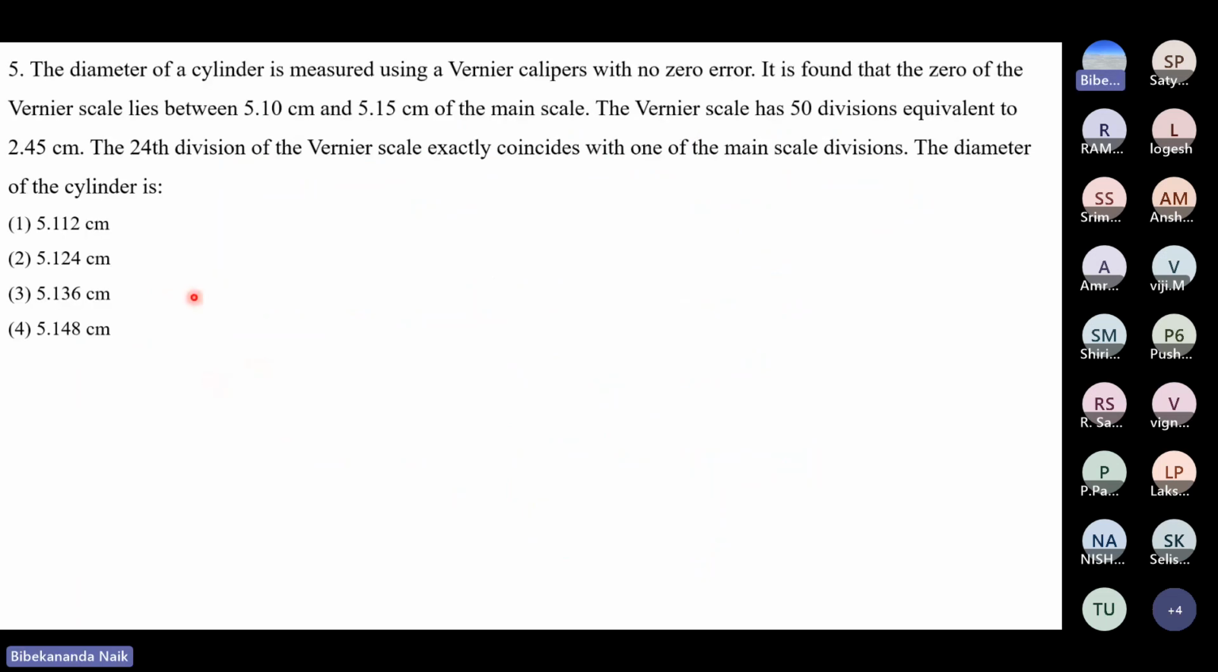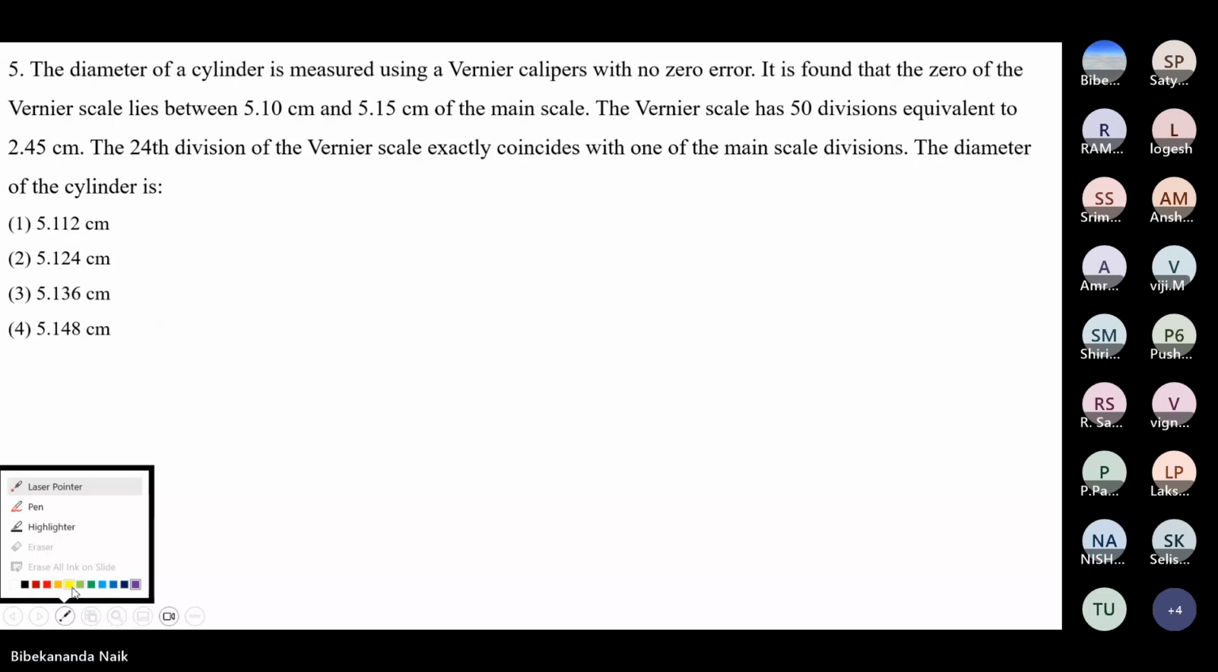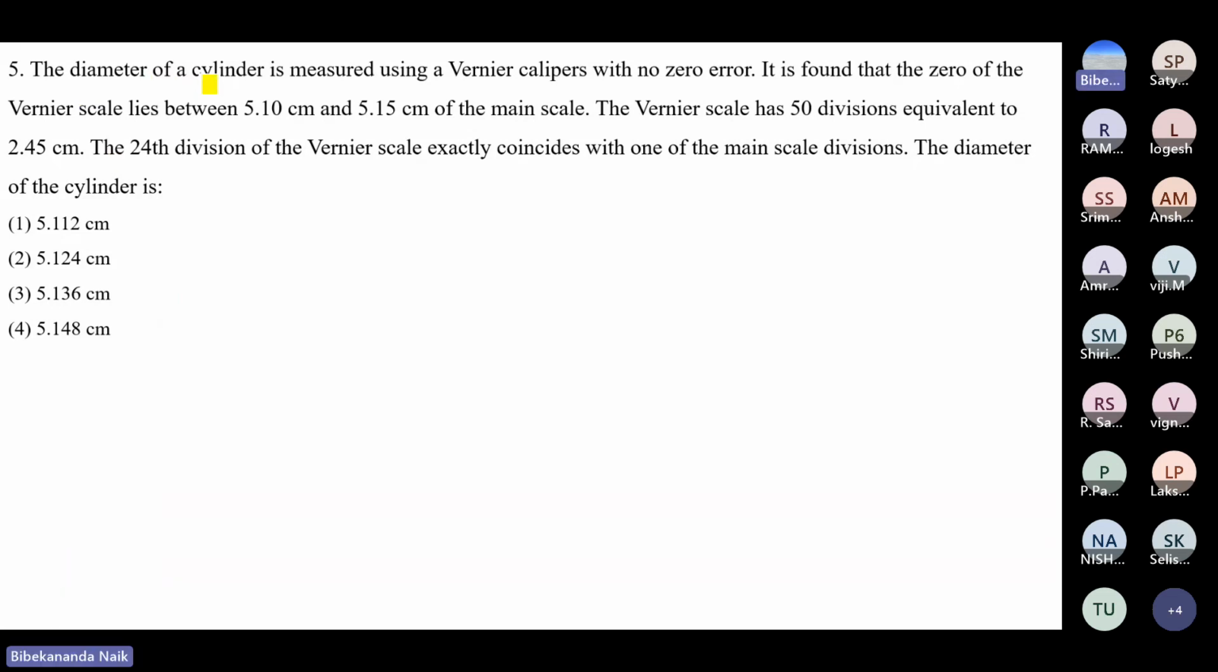Towards our next question. Now this question says the diameter of a cylinder is measured using a vernier caliper with no zero error. It is found that the zero of the vernier scale lies between 5.10 centimeter and 5.15 centimeter of the main scale. The vernier scale has 50 divisions equivalent to 2.45 centimeter of the main scale, and the 24th division of the vernier scale exactly coincides with one of the divisions of the main scale.